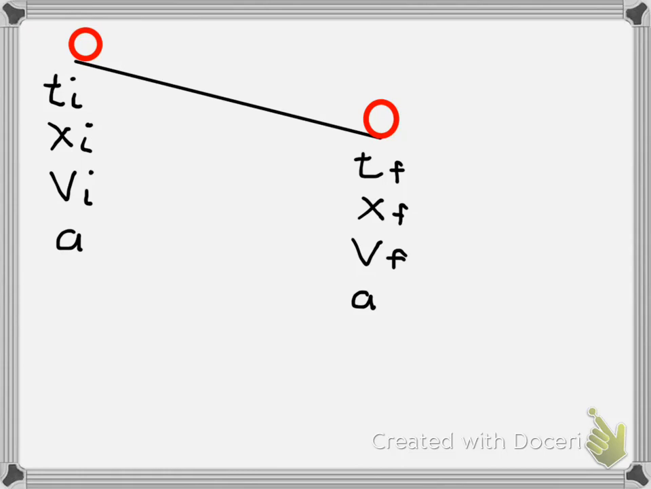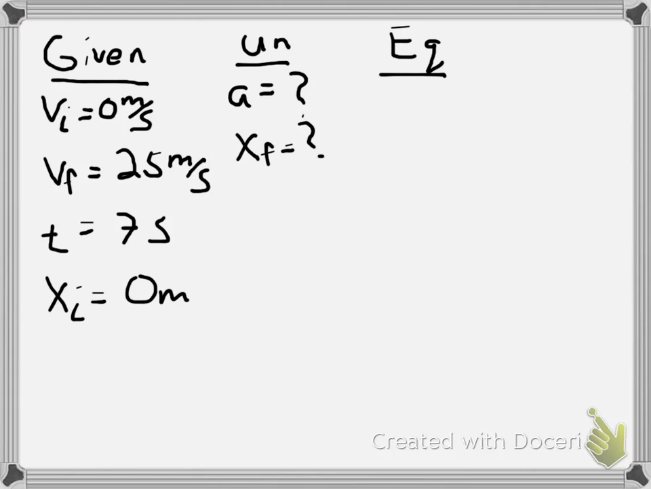So now what I'm going to do is make a chart, which I've already done. I'm going to read through the problem again and see what I know and what I don't know. And what I've come up with is that I was given the initial velocity because the problem stated that we started from rest. I'm given the final velocity because the problem stated that it was 25 meters per second. And we said that we measured it after 7 seconds, which is my time. And we said that my x initial was 0 meters because we set our 0 position.